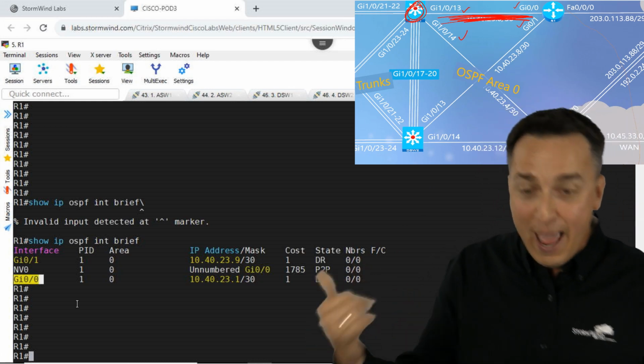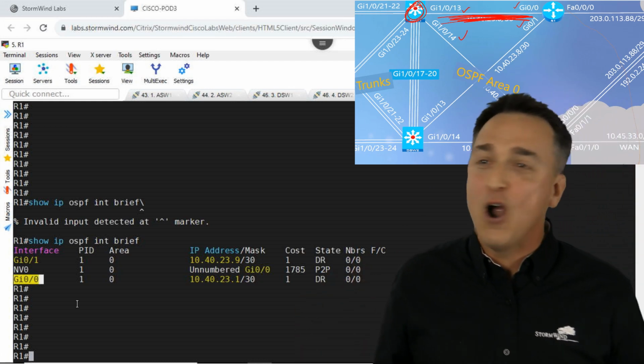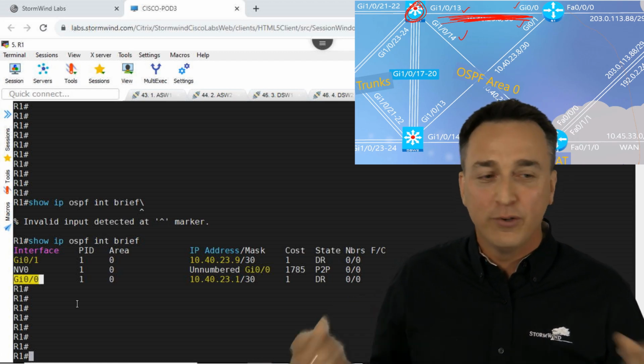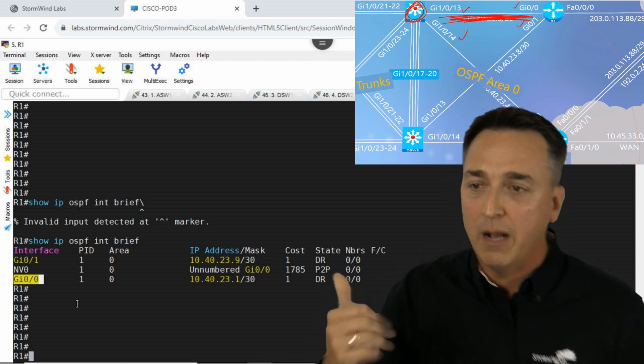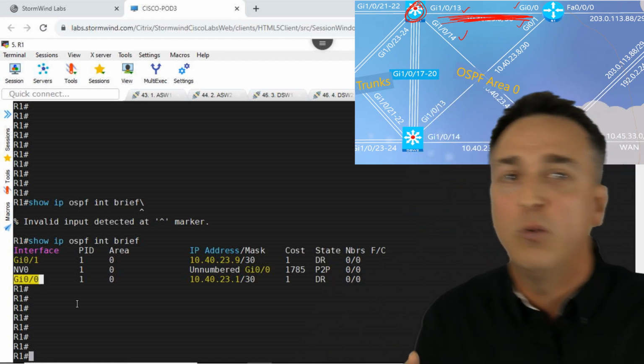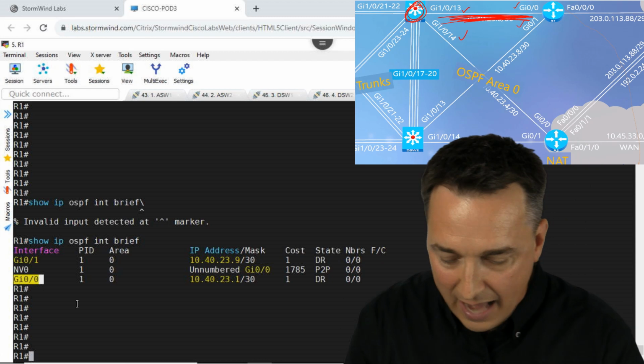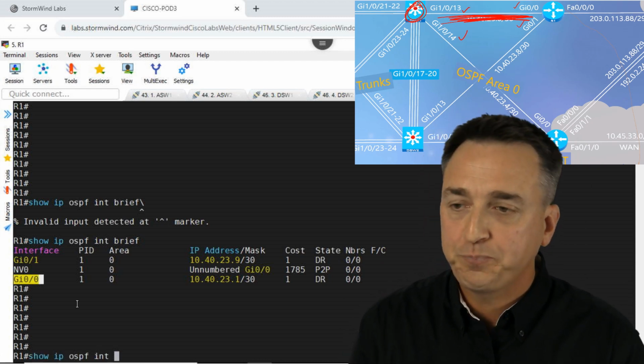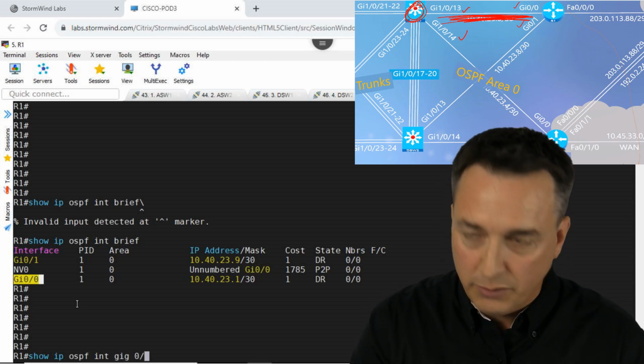Oh, those are good. MTU mismatches. Folks, you are amazing. Those are like the best answers ever that have come through in a brainstorming session here. Great job. Okay, let's verify those now. And the best way to do that, the simple command to do that: show IP OSPF interface, and then you type in the interface you want to take a peek at.